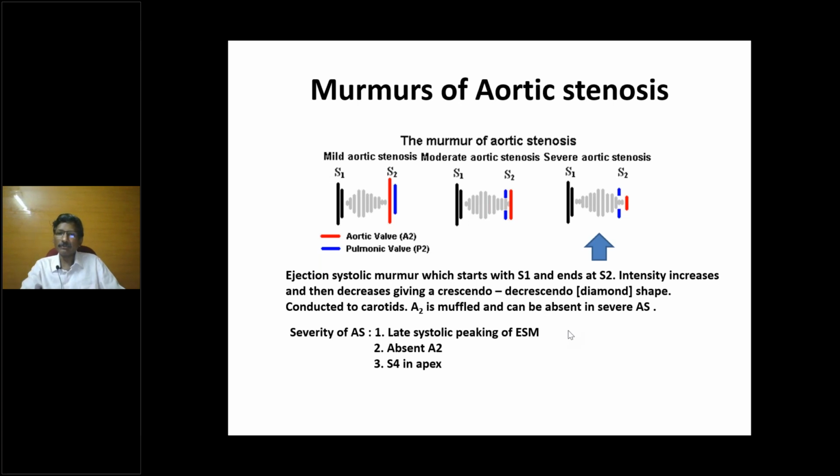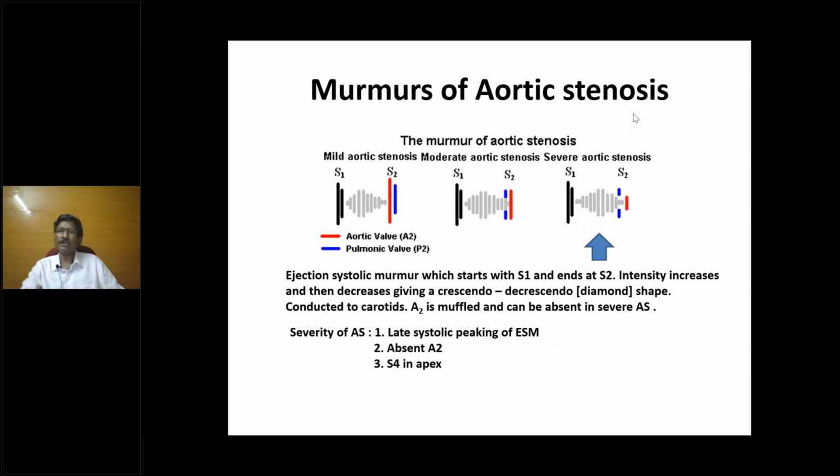They will come with hypotension because the valve is so narrowed and the patient has gone in for heart failure. Okay, so remember this. In a patient with heart failure, if you do not appreciate the ejection systolic murmur, it does not mean that the patient has a normal valve. In severe aortic stenosis, signs of aortic stenosis may disappear. So this point you have to remember.